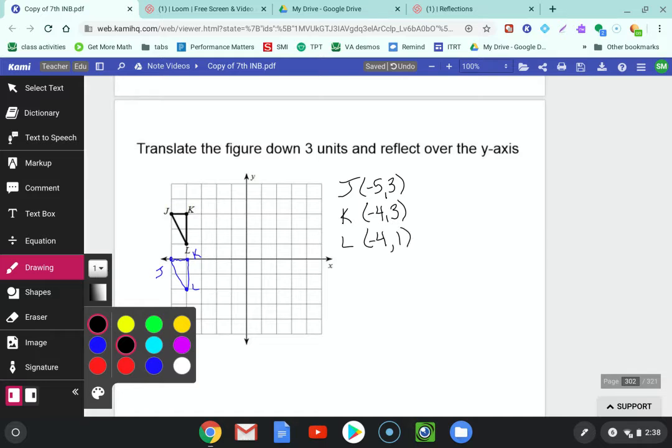So when I moved that down 3 units, I only changed the y values, okay? So I translated it by like 0, -3. So my new values when I translated it: J became -5, 0. K became -4, 0. And L became -4, -2.